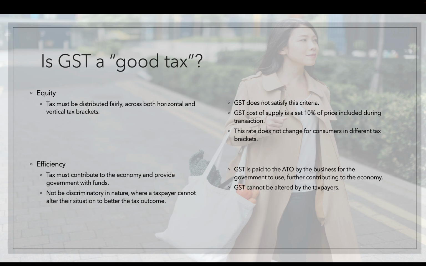Moving on to efficiency. This is where tax must contribute to the economy and provide the government with funds, and it must not be discriminatory in nature, where a taxpayer cannot alter their situation to better the tax outcome. GST is paid to the Australian Taxation Office by the business for the government to use, further contributing to the economy, and GST cannot be altered by the taxpayers, so they will constantly be paying the same rate of 10% regardless.